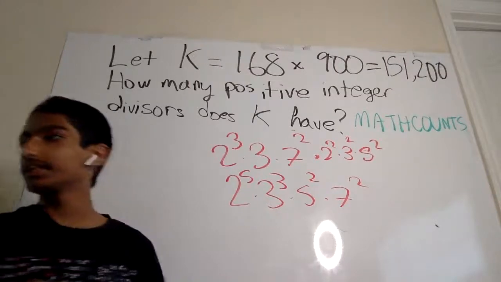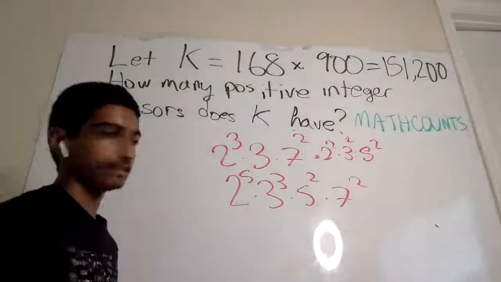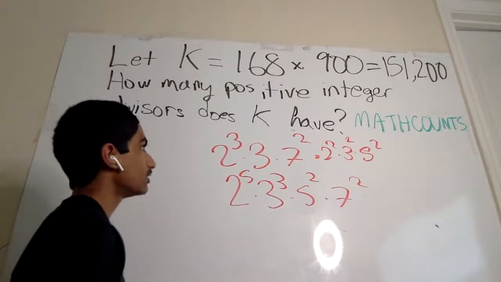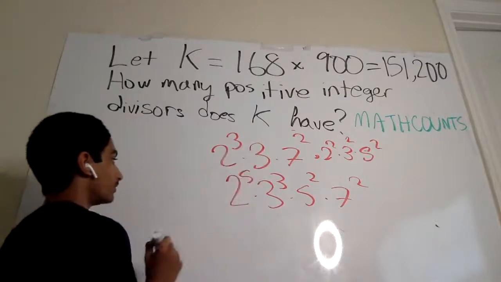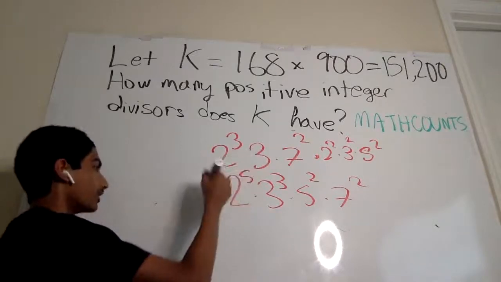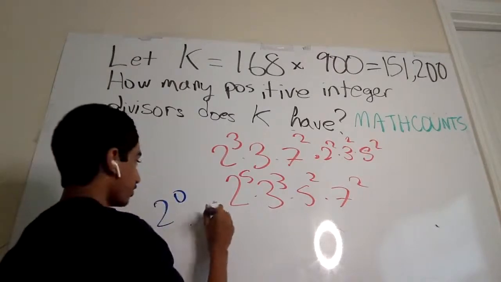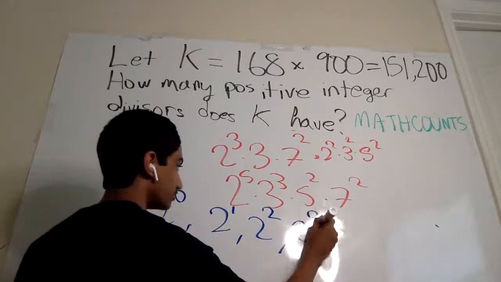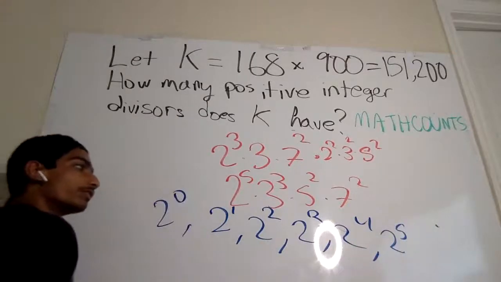And there's a really cool technique that we can do to solve this, considering we just need to find how many divisors it has. So we can use a similar technique to probability to solve this. So 2 to the fifth, we can choose how many twos we want. So we can choose 0 twos. We can choose 1 two. We can choose 2 twos. We can choose 3 twos, 4, and 5. So there are 6 possible combinations for 2 to the fifth.